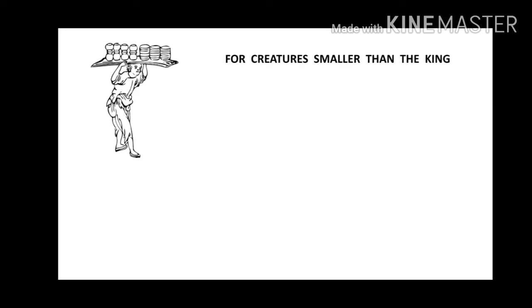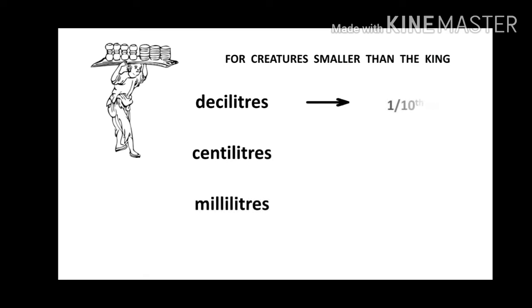He prepared for creatures first smaller than the king, and he made in deciliters, in centiliters, and in milliliters. Now, what is this deciliter? A deciliter is 1/10 of a liter. That is, the liter is the size of the king. So if you make 10 parts, one part of that will be 1 deciliter.